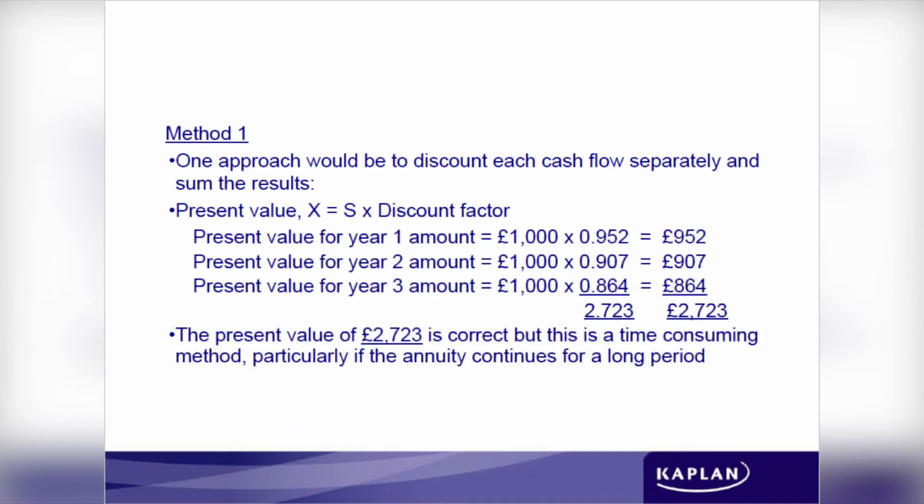But I would like you to notice that if we add together all those discount factors, it gives us 2.723. And is it a coincidence that 2.723, if you multiply it by the principal, which is £1,000, you'd get 2,723, which we have calculated to be the correct present value? I don't think it's coincidence. So let's look at method number 2, which explains why that is actually the right way of doing it.